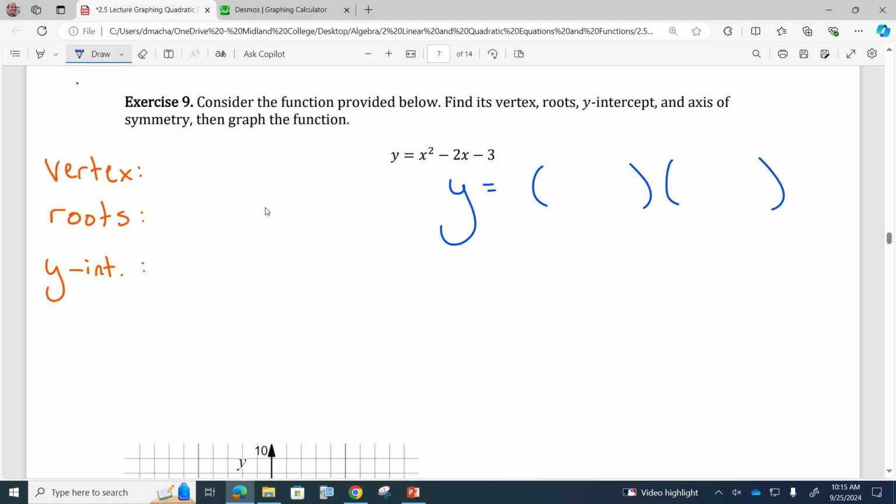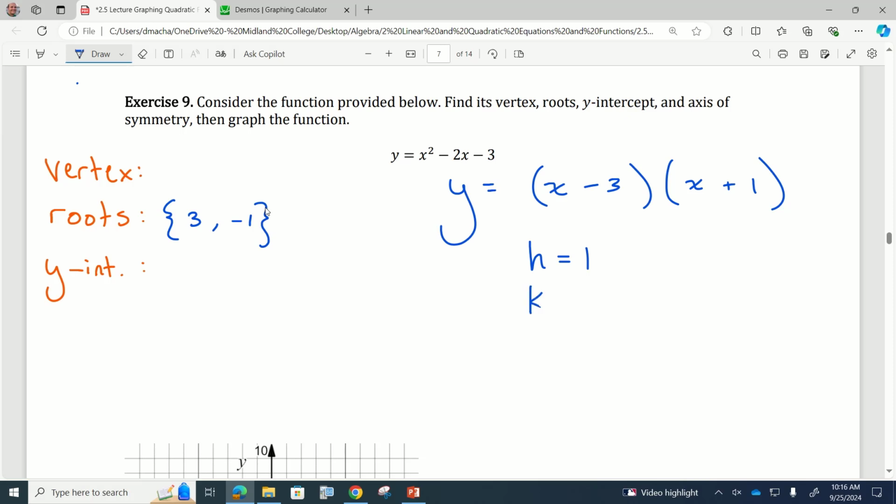How does this factor? Very good. I can write (x minus 3) times (x plus 1). So then my roots are 3 and negative 1. Do you remember how to find the x-coordinate of my vertex? It's the midpoint between the roots. What's halfway between 3 and negative 1? 1.